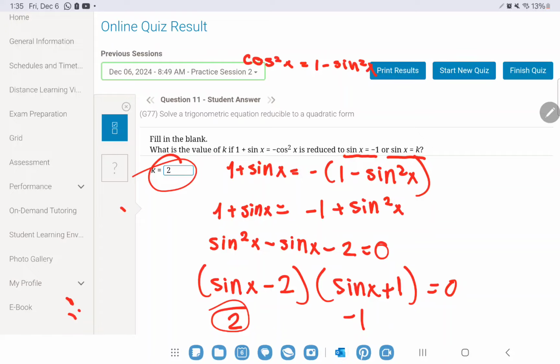Every time you see sine x, tan x, cosine x, whatever, just make it act like it's an x. Act like it's a normal letter. Don't act like it's sine anything.